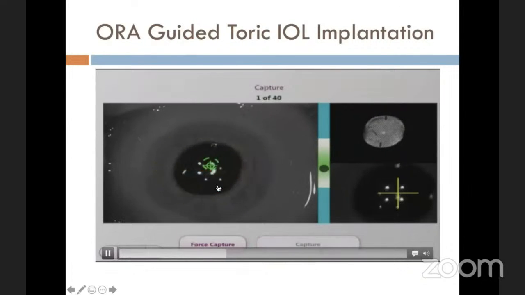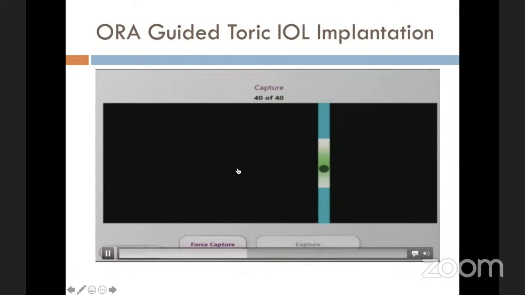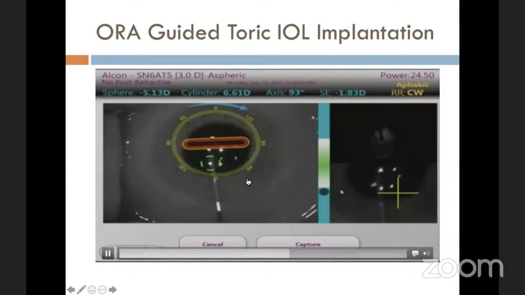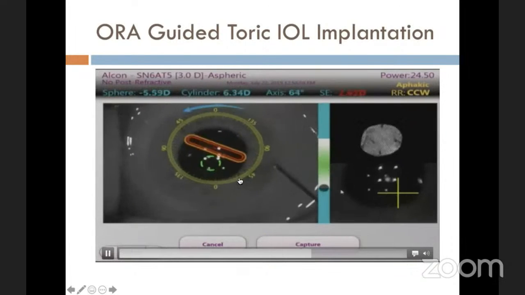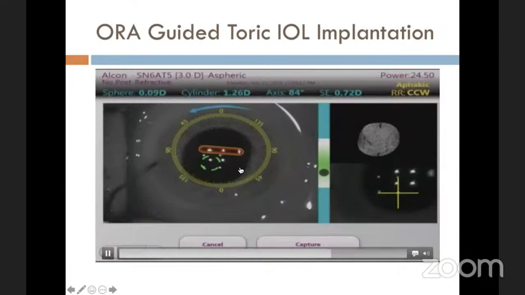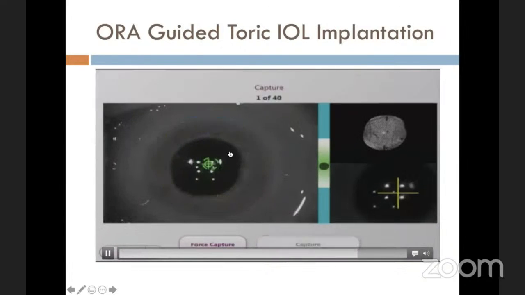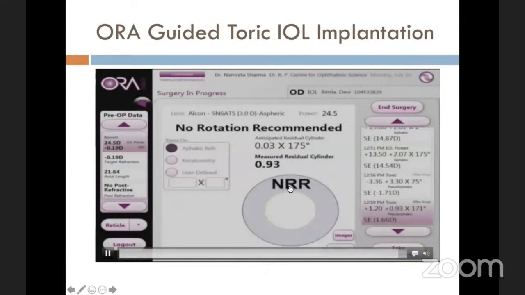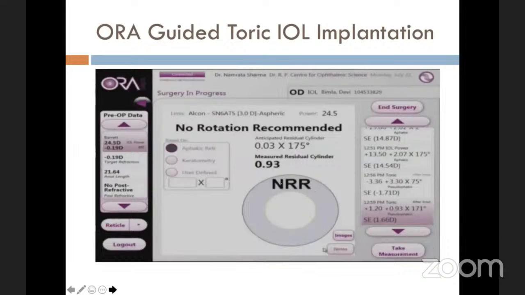Then there is this basket, and when you put the lens inside, it will keep telling you which side to rotate. So you put the lens, and it is telling you to rotate in the other direction. This blue arrow also tells you whether to rotate counterclockwise or clockwise. And then you have to get that whole central part into the basket. So when you get this NRR, which means no rotation is required, that means you've reached the end point and you are there.